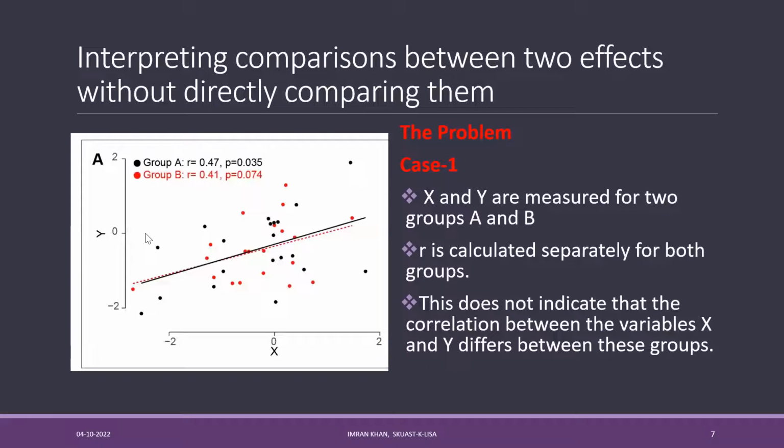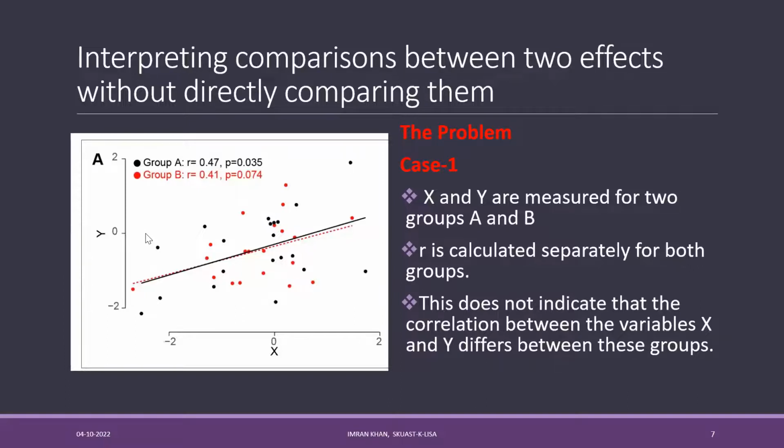Now, here we have a small case, one where the researcher measures 2 variables, X and Y, for group A and group B, and calculates the correlation coefficient separately for both groups. Group A is denoted by the black circles, and group B by red circles. For group A, the correlation coefficient is 0.47 with statistical significance because the p-value is less than 0.05. For group B, there is no statistical significance.